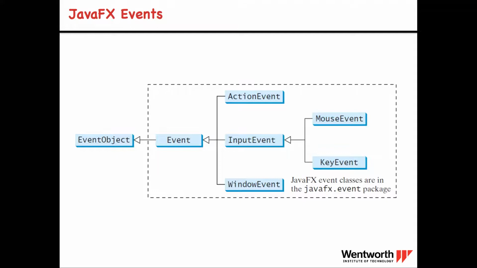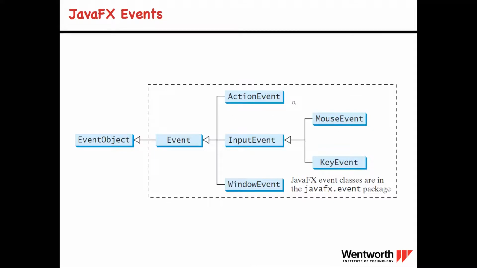Input events, those are things like keyboard presses and mouse button stuff. So input events are keyboard and mouse. Action events are things like pressing buttons on the screen. Window events are changing the window. And that can be closing the window, but that could also be maximizing the window or minimizing the window. You can do certain things. So these are all events. They're all different kinds of things that you could put in the event handler.